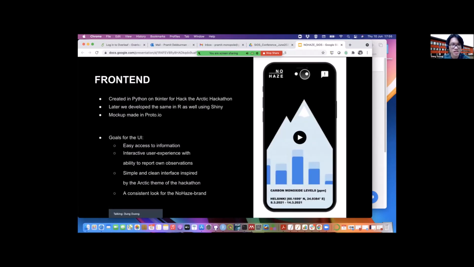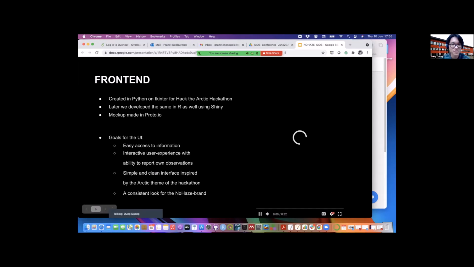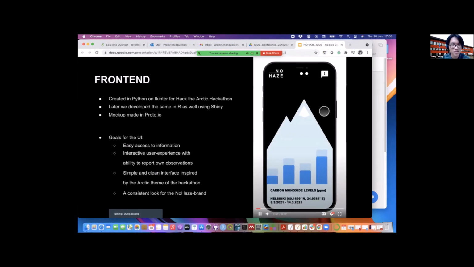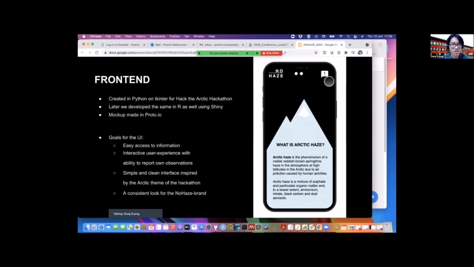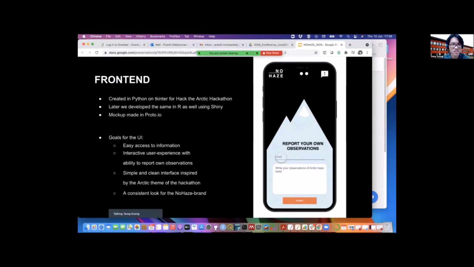Okay, so next part is about the front end of the apps. Over the weekend of the hackathons, we created it using Python with the tkinter module. But later we are working on a new version using Shiny in R, because the backend of the app is currently using R to pull data from different server. And like on the right, you can see how it should look like. And that mockup is made by Portal.io.